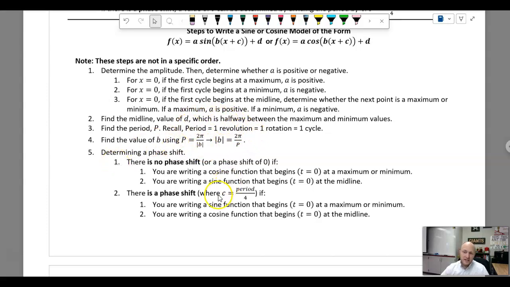And then phase shift. Sometimes we don't need phase shift. If we're writing a cosine function and we're starting at a maximum or minimum, then we don't have phase shift. But if we're writing a sine function and we are starting at a maximum or minimum, then we're going to have phase shift. But if we're at the midline, we don't. And the same, if you're starting at a midline and you're writing a cosine function, you're going to need phase shift. This is where c equals period divided by 4 will come into play.